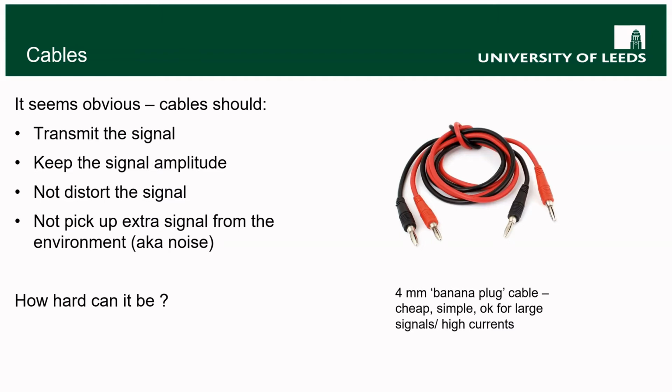So one of the simplest cables that you're going to come across will be the 4mm so-called banana plug cable. These are cheap, they're simple, and they're okay if you've got large signals or high currents you're dealing with. But as soon as you stop having a respectable current, several milliamps, amps, and voltages in the range of volts, it's going to get problematic to get a good measurement using a banana plug cable.